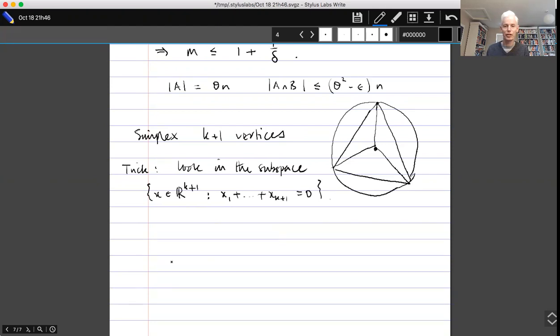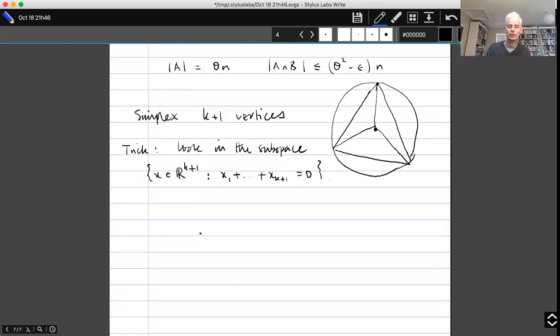x1 plus through x(k+1) equals 0. And here we can find k plus 1 vectors that are very nicely symmetrically arranged as follows. Each of the vectors will look something like this. I'm not going to normalize them first, so they'll have minus 1 over k, minus 1 over k, and one of the coordinates will be a 1. Remember, we've got k plus 1 coordinates here. So k of them are minus 1 over k. When I add all those up, I'll get a minus 1, and that cancels out that 1.